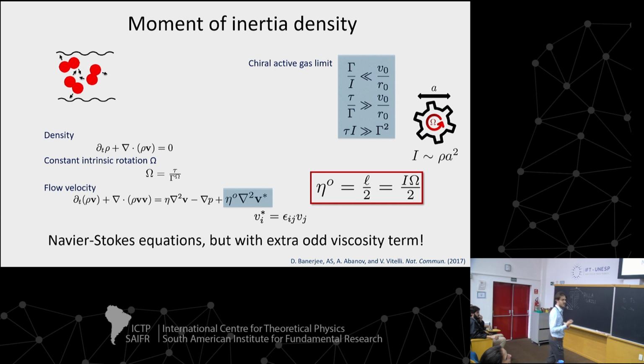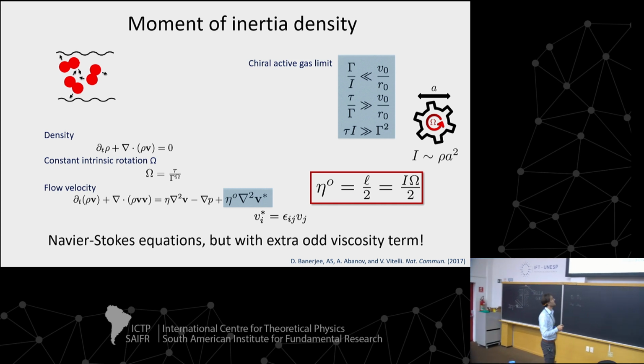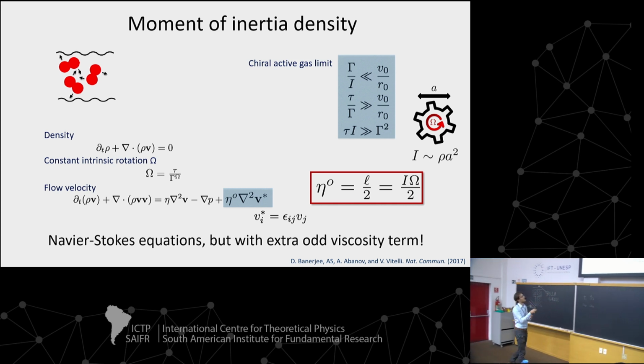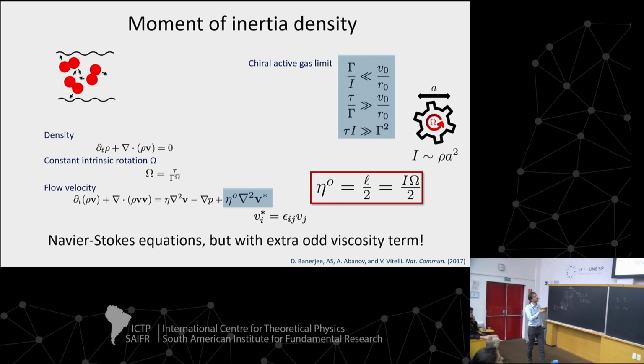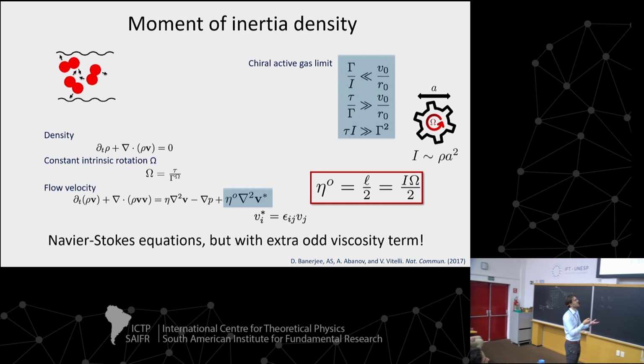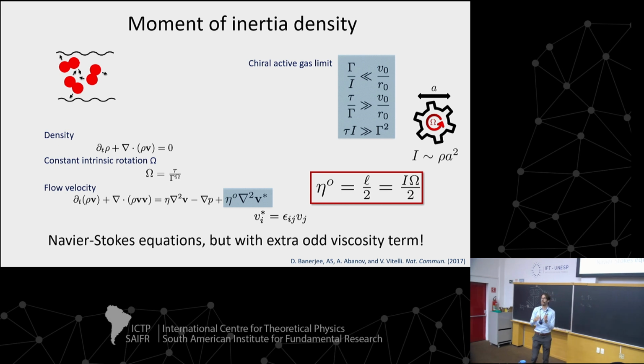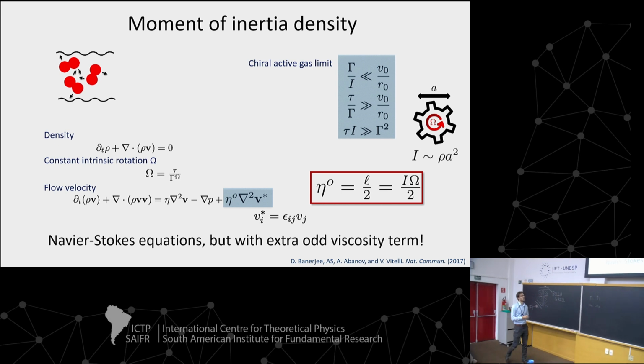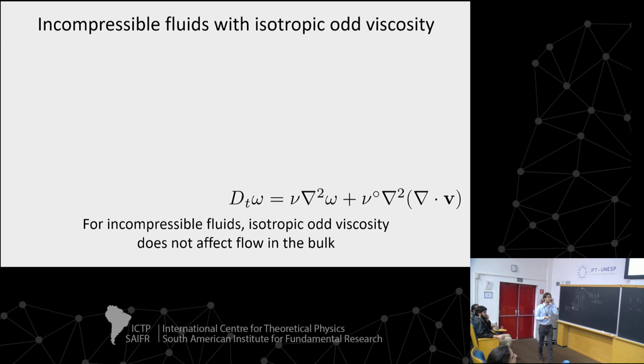So we now have this kind of minimal model. Again, we were all about minimal models in the continuum here. Minimal model for a chiral active fluid, which is Navier-Stokes equations, right? These are now the Navier-Stokes equations plus an extra term, and this is just the odd viscosity term. And one thing you might ask is, what does this term do, right? What sort of phenomena do you have when you have this extra term?